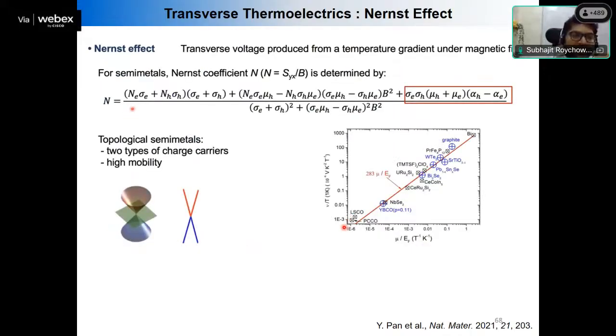Now, how to understand the Nernst voltage? So for a semi-metal, this is the Nernst coefficient. Although you can see this is a large equation, the main thing is it depends on the mobility of both electron and hole as well as the transverse voltage. In this aspect, topological semi-metals are good candidates because a semi-metal will have both p-type as well as n-type carriers, and it will have very high mobility.